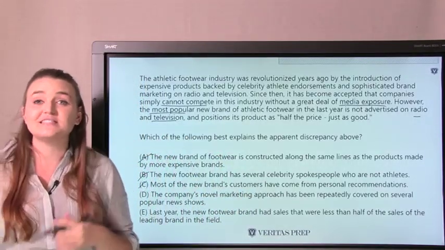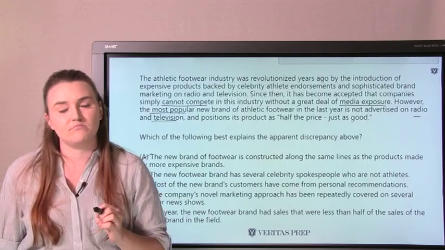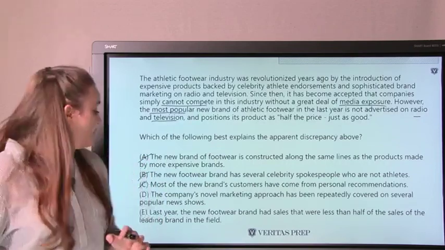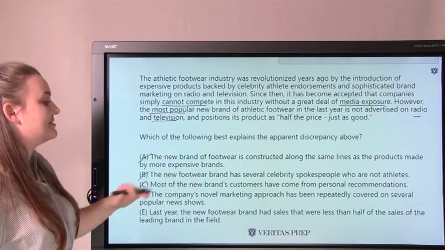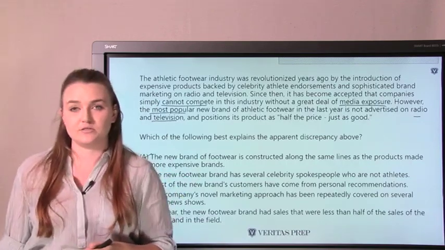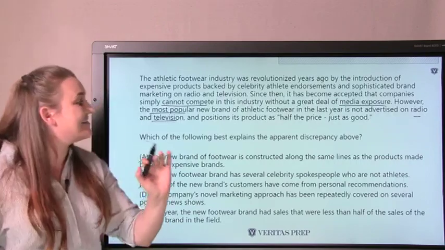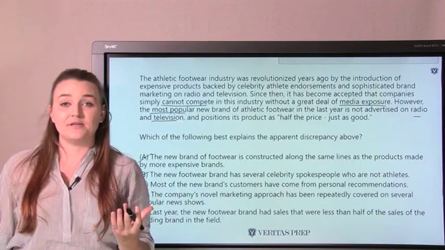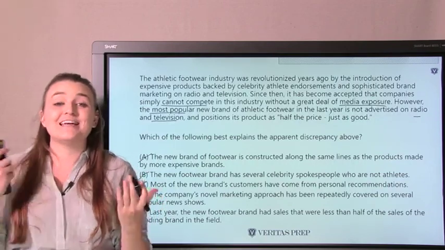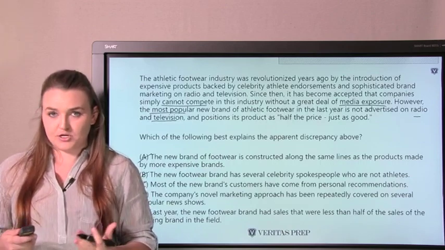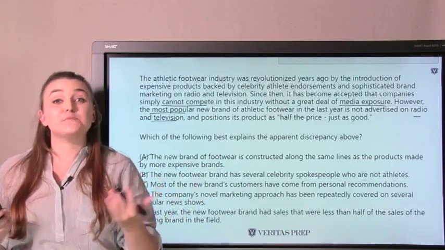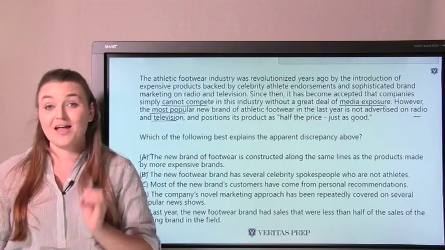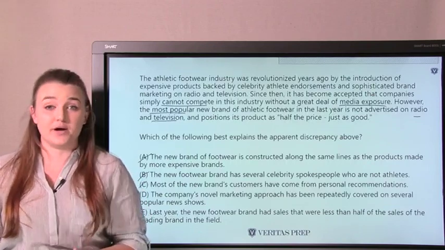So sure, let's circle back to C, because I will say it's an extremely convincing wrong answer, certainly, but it is definitively wrong. So answer choice C, that most of the new brand's customers have come from personal recommendations, certainly addresses why they might have popularity, but it doesn't allow the fact that they have popularity to align with the fact that they need media exposure to be competitive. It explains one of the elements of the paradox, but it doesn't explain how the two align together. And that's what we're looking to accomplish with Resolve the Paradox questions.